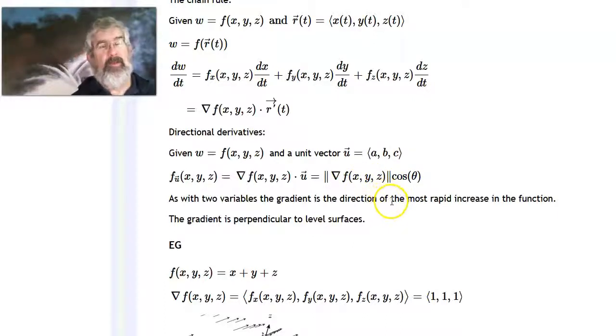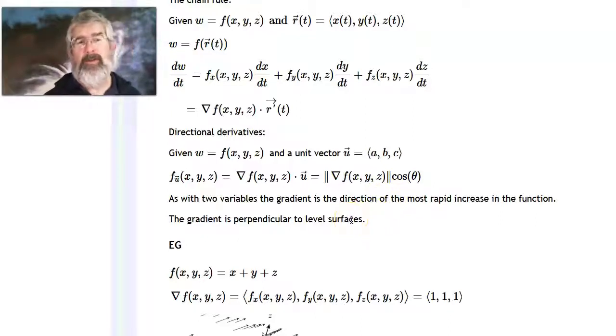So again, the gradient will be perpendicular to level, not level curves now, these would be level surfaces. The function w is a function of x, y, and z. The graph is out in the fourth dimension. It has level surfaces in R3, and the gradient of f will be perpendicular to the level surfaces of f.